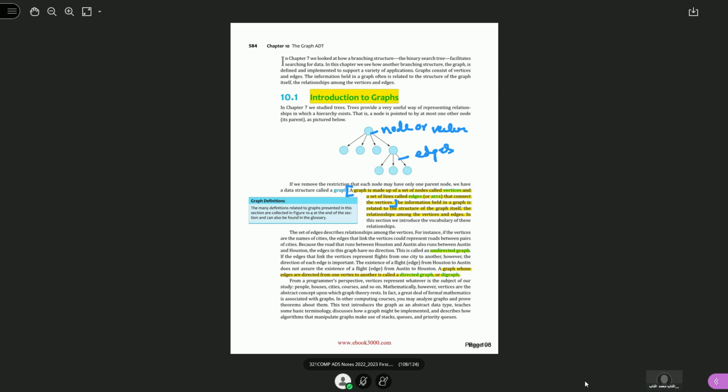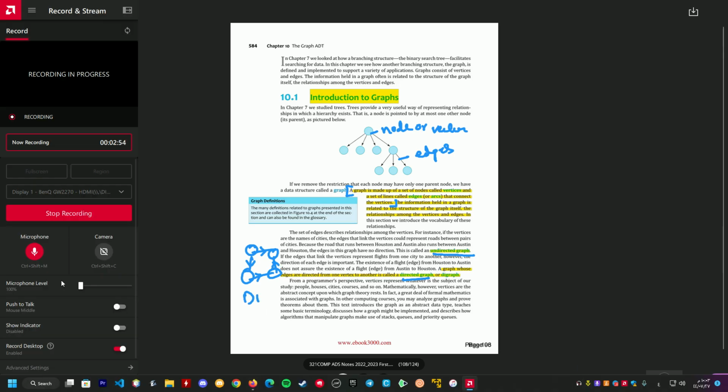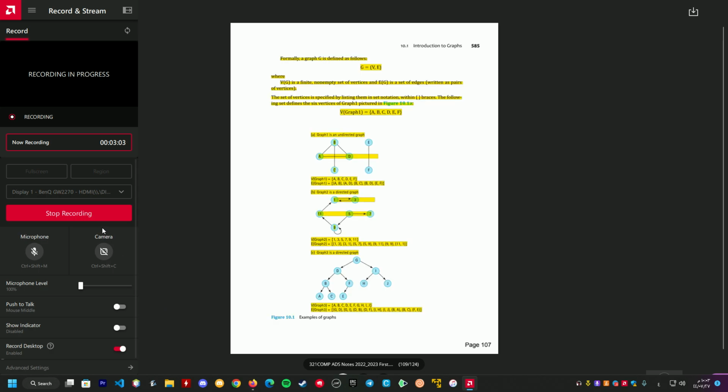So here, and then what is an undirected graph? When there is no direction, you say undirected graph. When there is a direction, there is a directed graph. For example, we say right now this is an undirected graph because there is no direction here. Okay. Once you put some direction here, this is called a directed graph. Okay. Let's move on.